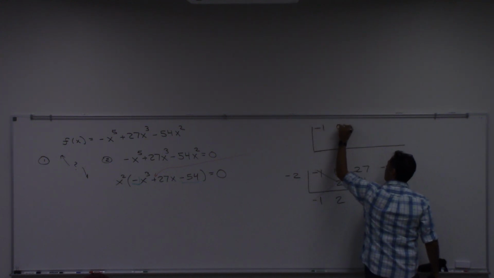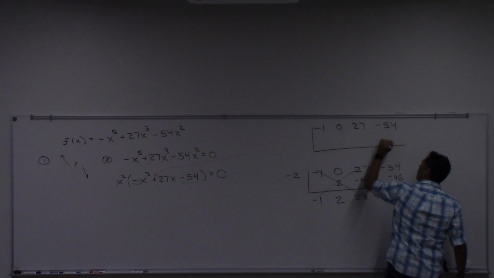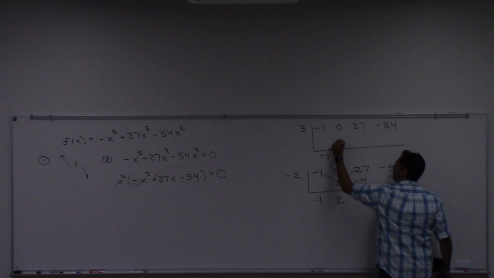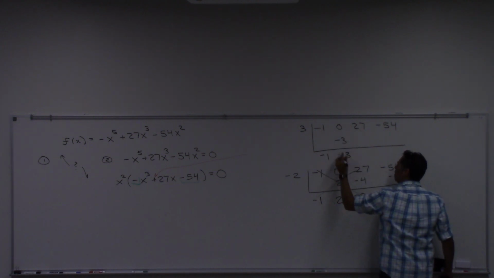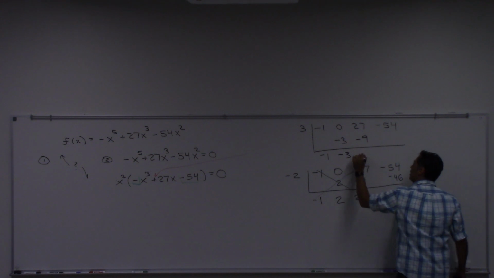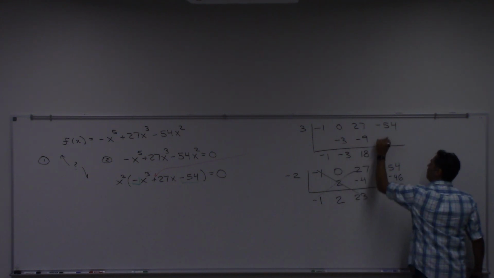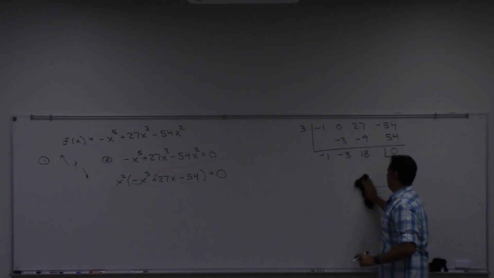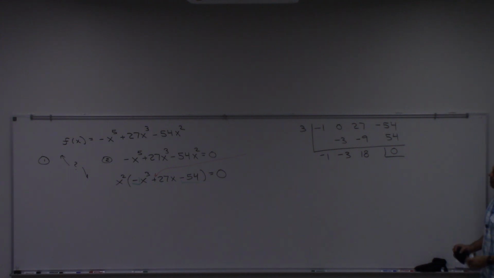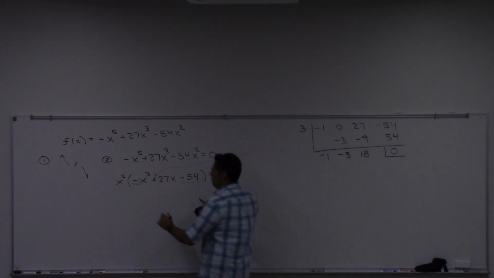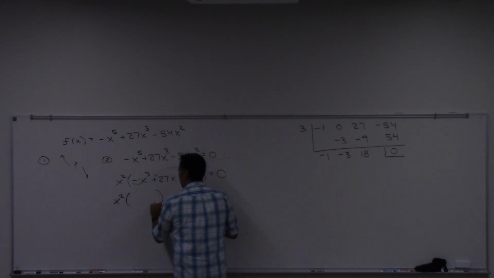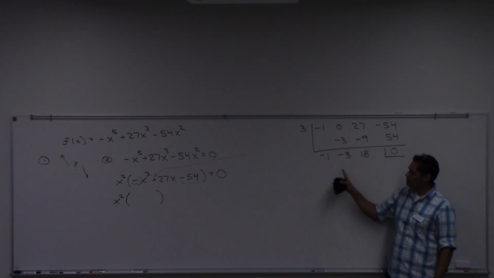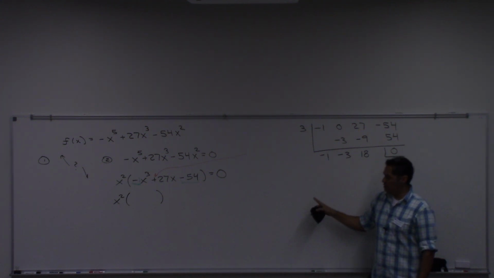So -1, 0, 27, -54. I said 3 works. So -1 comes down, -3, -3 when we add down, -9, 18, 54, 0. Okay, so that works. And now that tells me that this over here factors to be x squared, then x minus 3.